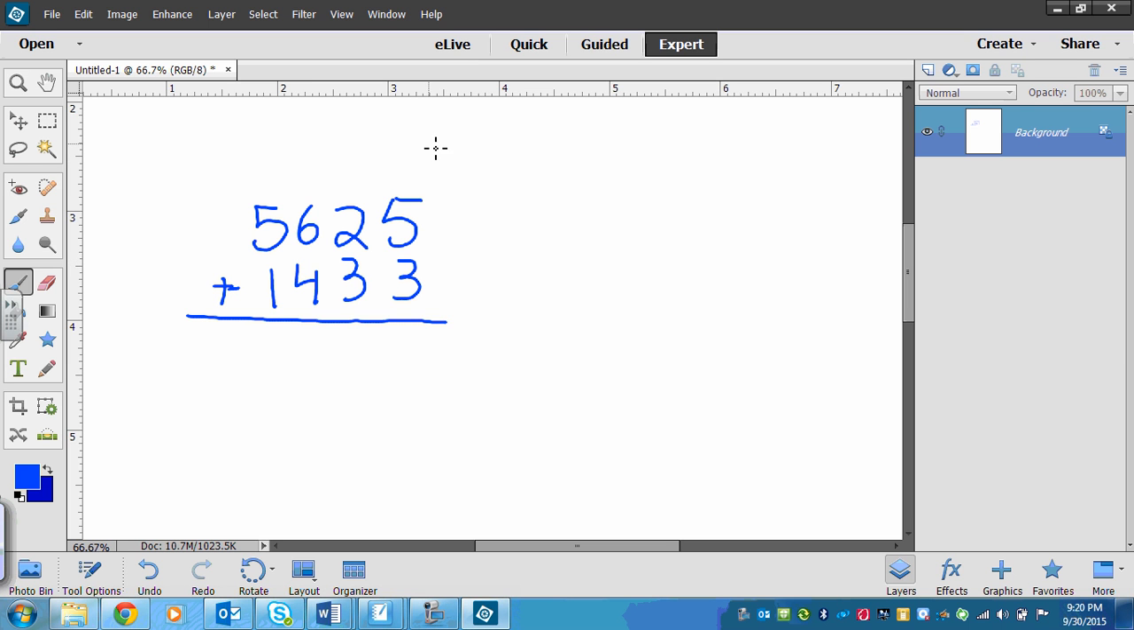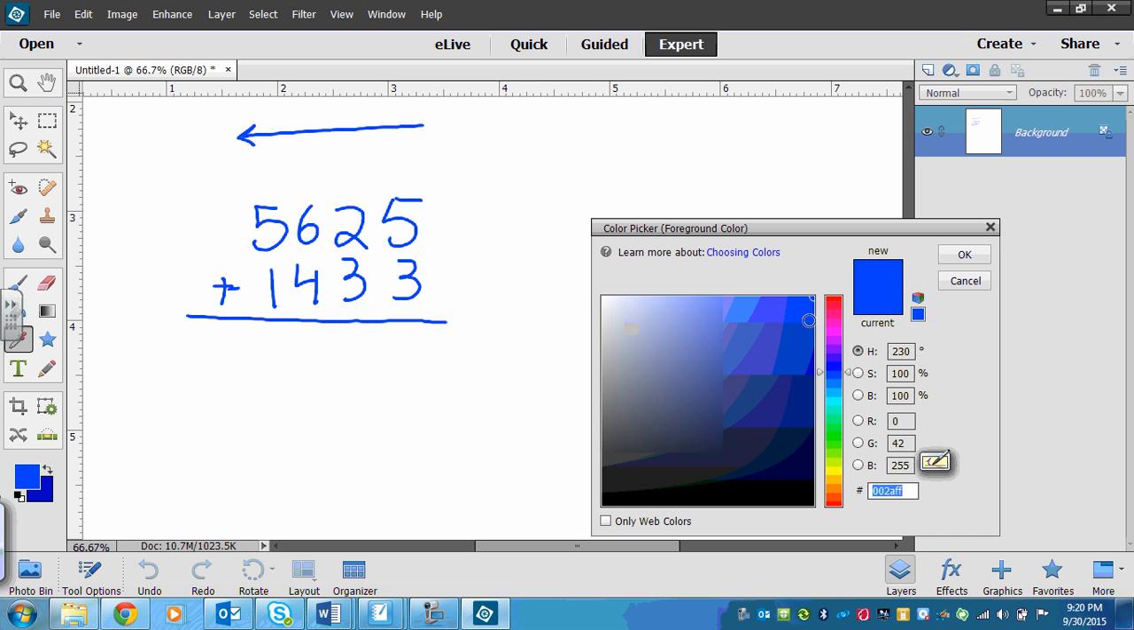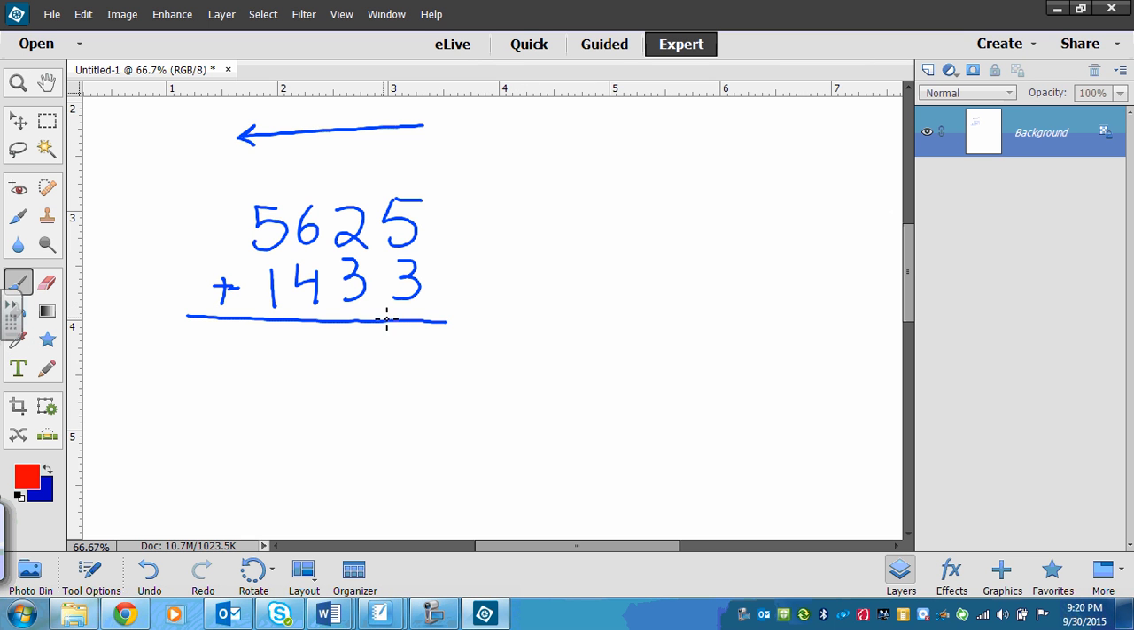Adding from right to left. So looking at the most right numbers, the ones place, we've got 5 plus 3, which is 8. Next, in the tens place value, we've got 2 plus 3, and 6 plus 4, which is 10. That's 2 digits, so that means that we need to put the 1 all the way up here, and the 0 stays in that place.